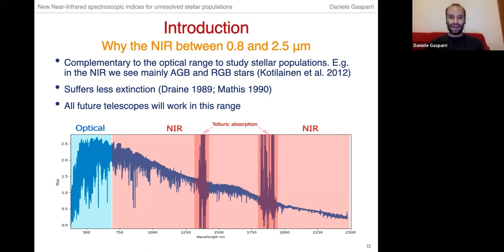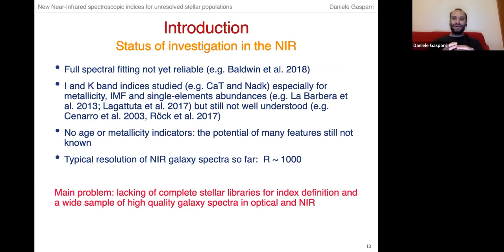So we need an instrument to unveil, to constrain the properties of the stellar population of galaxies without the optical part. Because also the full spectral fitting in the Cool method is working well only in the optical part. No reliable information is present in the near-infrared region. This is actually the status of the investigation in the near-infrared region before I started my work.